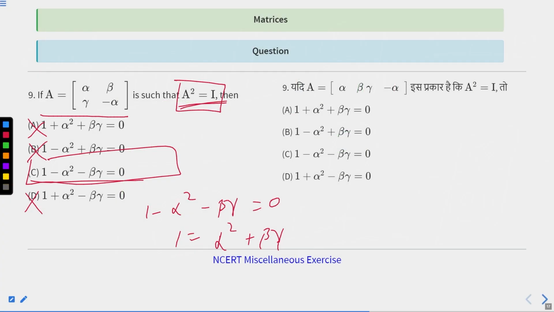Okay, so your ninth question, the right option will be C. I hope that this one is clear. Sorry for the mistake. Let us move to the next, 10th problem.